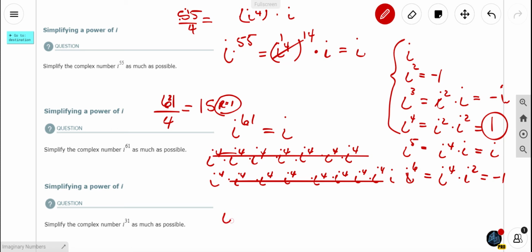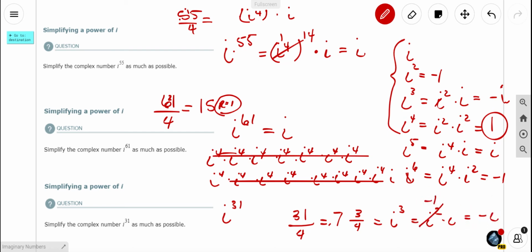All right, i to the 31. 31 divided by 4: 4 goes into 31 seven times, which is 28, and then there's 3 left over, right? So what that means is you can cancel out the 7, and then you're left with i to the 3rd, because there's 3 i's left over. So that is equal to i squared times i. i squared is -1, so negative i.